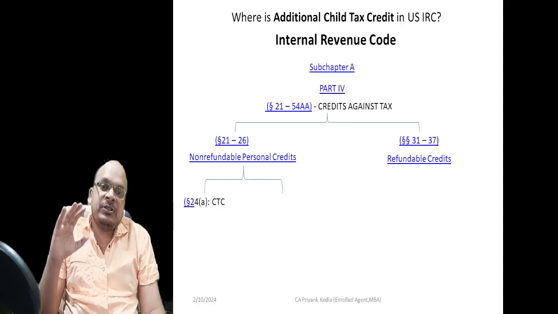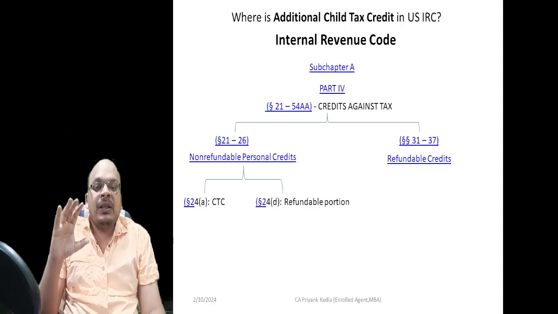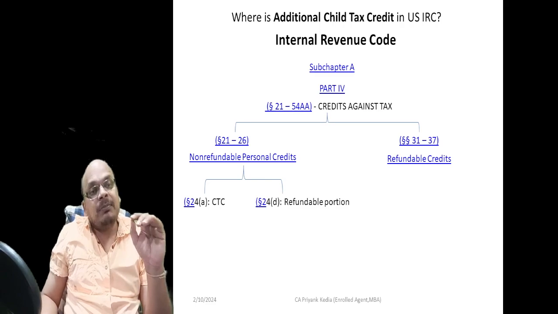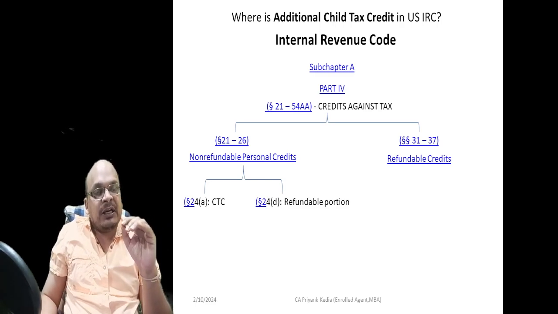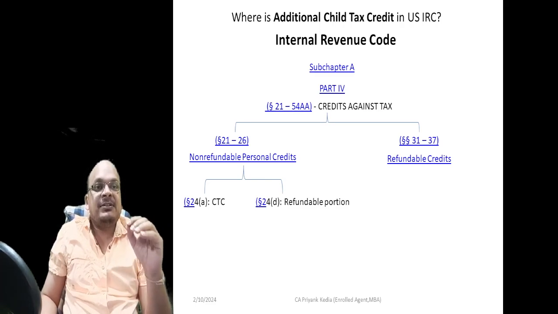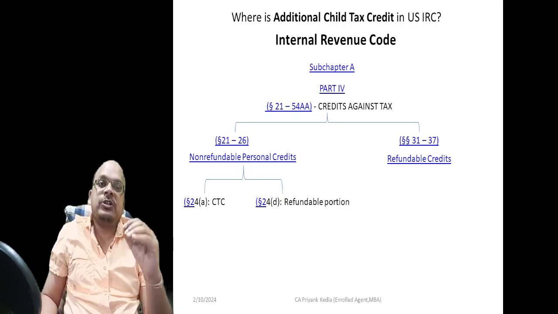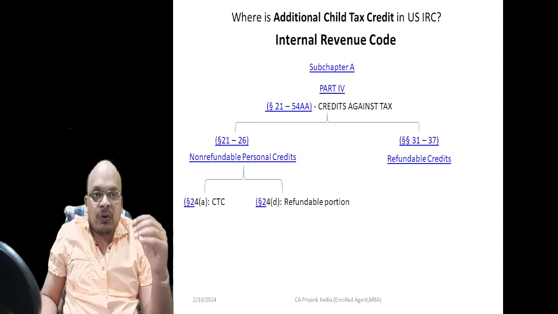What actually happens is section 24A talks about child tax credit, and then section 24D actually talks about a certain refundable portion of this child tax credit, basically the unused child tax credit. So a certain refundable portion of the unused child tax credit is allowed as a refund to the taxpayer.